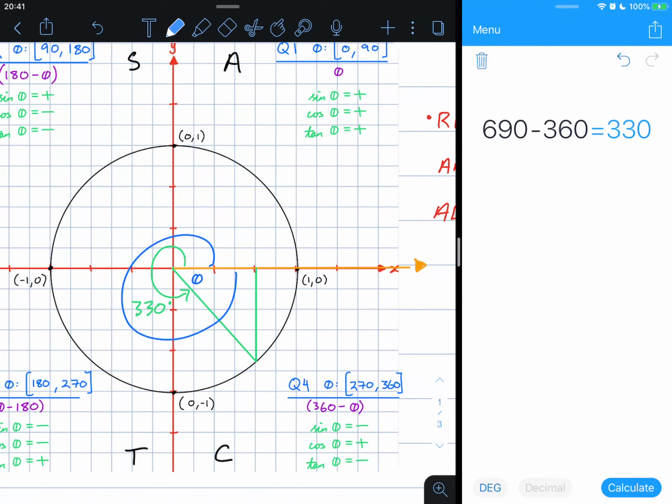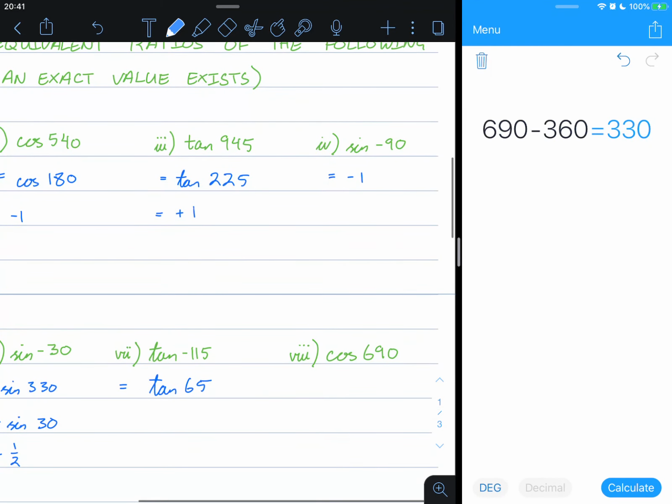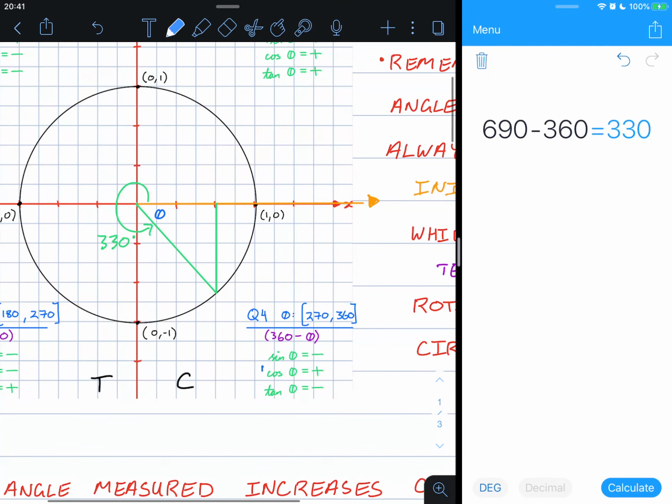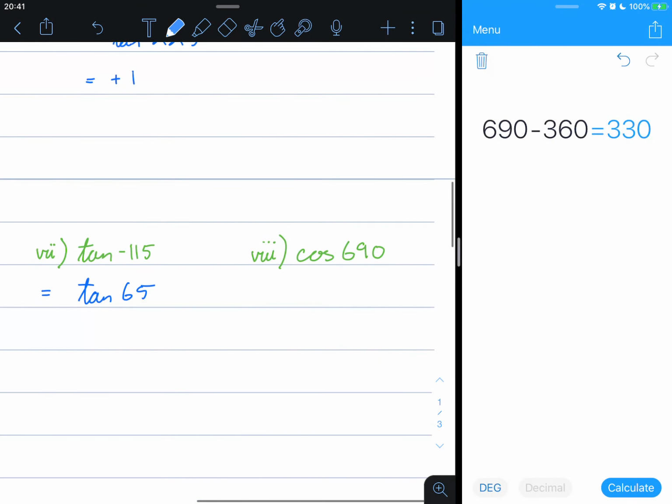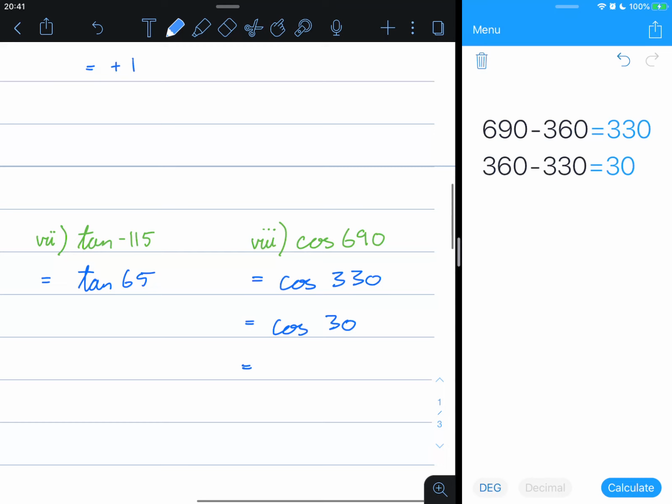That is 360 take away 330. And because we're looking for cosine, cosine in this fourth quadrant is positive. So this is the same as cosine of 330, which is the same as cos of, well, that's 360 take away 330, which is the same as cos of 30. Cos of 30 is root 3 on 2.